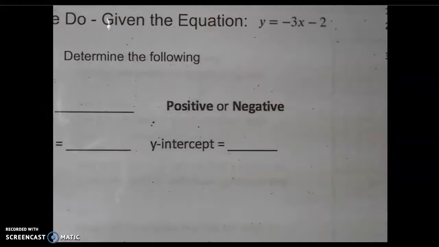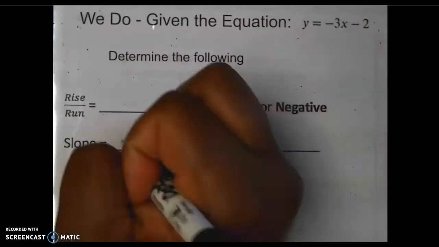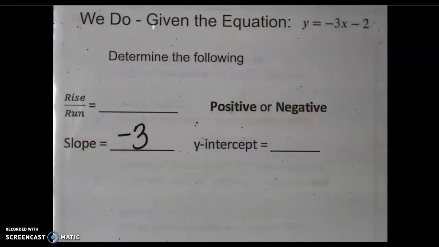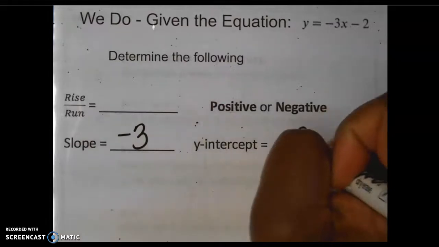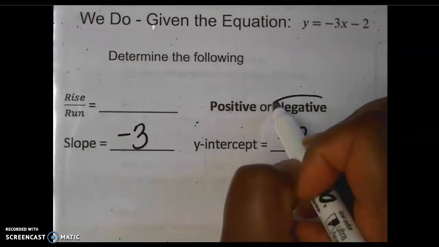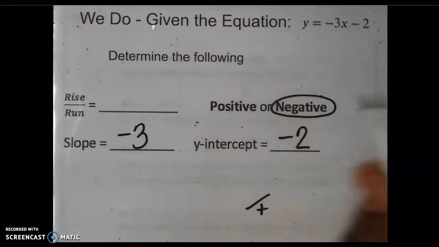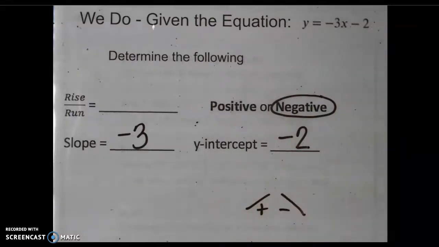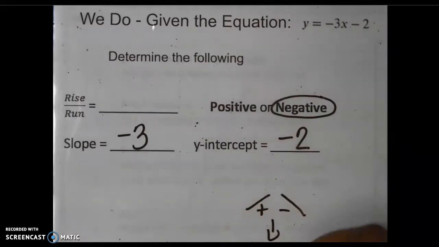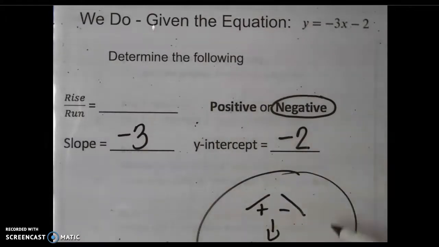Example 2, our equation is y equals negative 3x minus 2. So first my slope is negative 3. My y-intercept is negative 2. Since my slope is negative, my line is negative. And just a reminder, our positive lines look like this. Our negative lines look like this, and then undefined and 0. Can't forget about those. So we know our line needs to go in this direction.